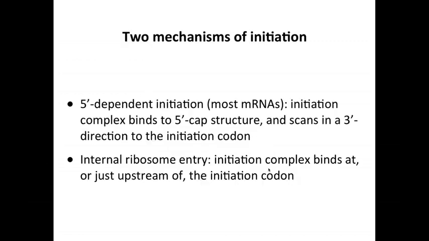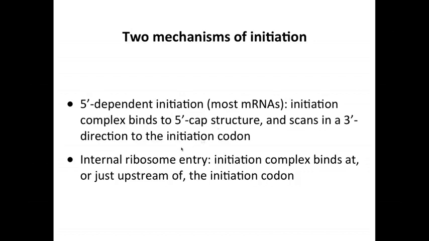Now, in eukaryotic cells, we now recognize 2 distinct mechanisms of protein synthesis initiation. There's 5' dependent initiation, which is done on most mRNAs, and in this mechanism, the initiation complex binds to a 5' cap structure and then scans to find the initiation codon. And up until the 1980s, it was thought to be the way that mRNAs were translated.